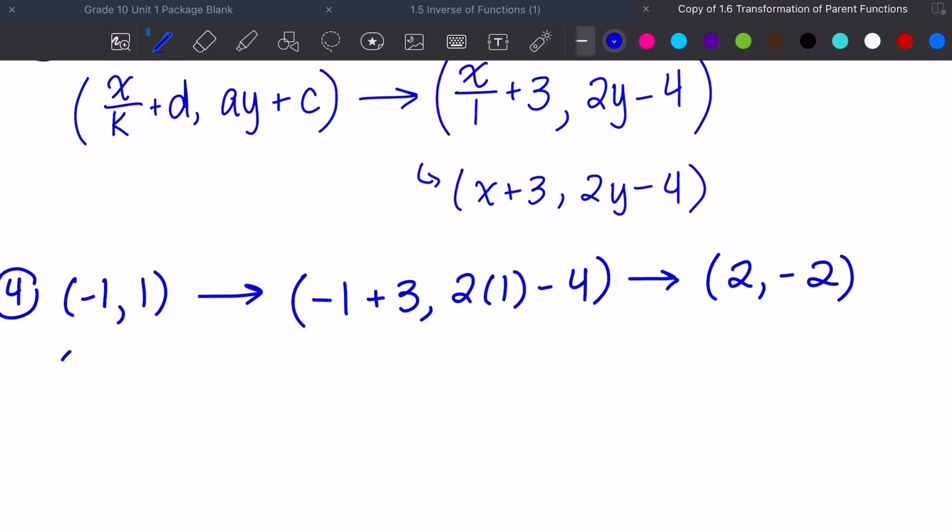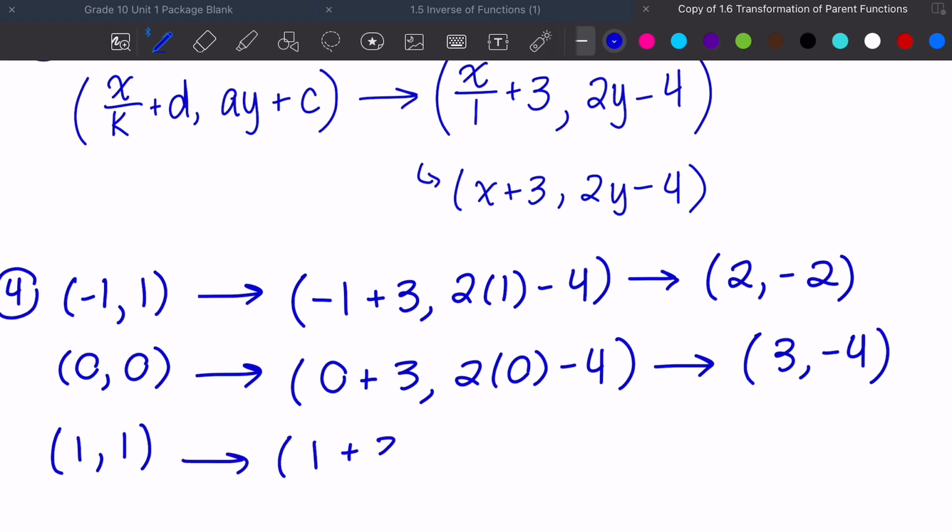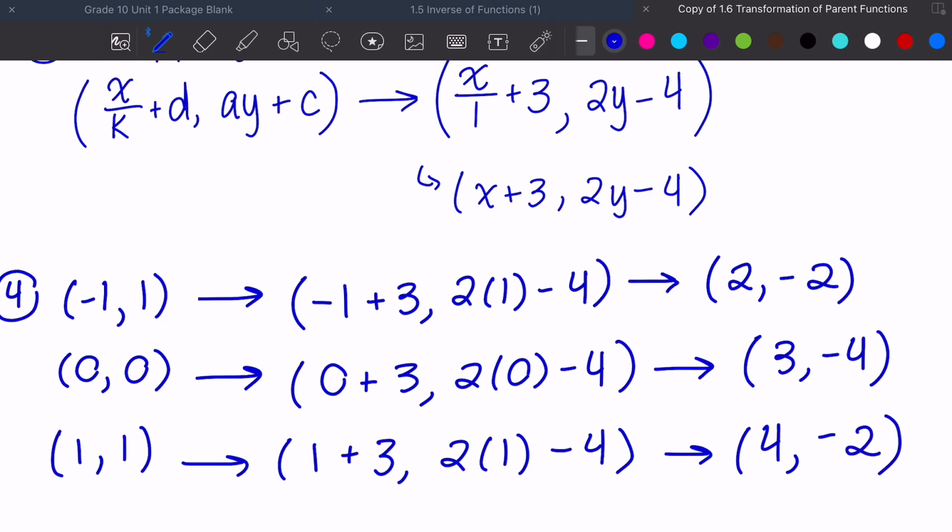And I'm just going to repeat. So now 0, 0, that's going to be an easy point. I'm just replacing 0 plus 3 and 2 times 0 minus 4. Which just leaves me with 3 and negative 4. And then my last point, 1, 1. Same thing, I'm sending it through the mapping rule. 2 times 1 minus 4. The x value is going to be different, so 1 plus 3 is 4. But the y value is going to be the same as above, since we have that mirroring going on. So 2 minus 4 is again negative 2.